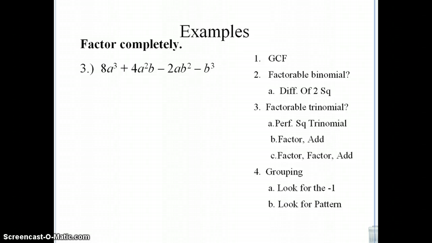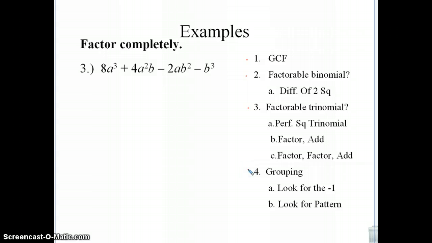When I look at example number 3, starting again with the GCF, I look at all 4 terms. And when I look at all 4 terms, I see that I do not have a GCF. So I continue to a binomial. No, it's 4 terms. So that also means that it cannot be a trinomial. So I'm down to my grouping method.